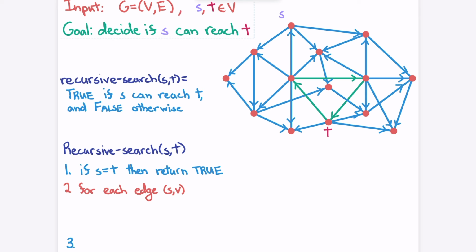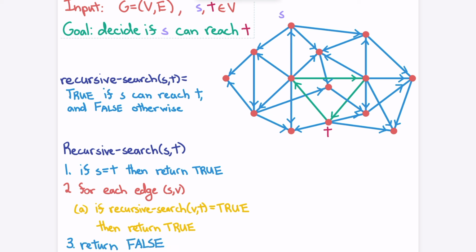So let me loop through all the edges leaving S, going to various neighbors V, and recursively call it, right? If one of those calls can reach T, then the answer is true. And what if they all fail? Oh, return false, right? So it feels like this is a very straightforward thing. Either S is equal to T, and I'm good.